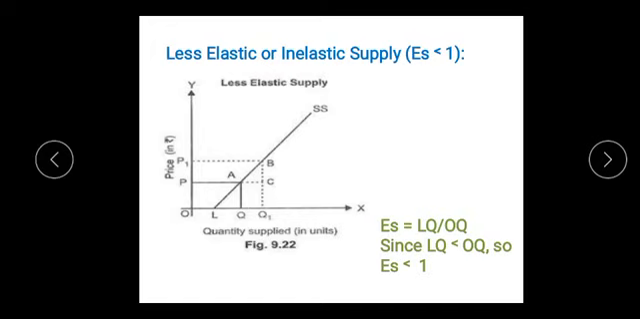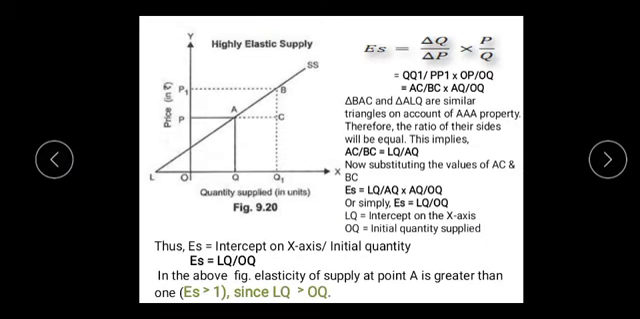So dear students, to summarize, we can say that when a positively sloped supply curve meets the y-axis and on extension it meets the negative side of the x-axis, then in this case elasticity of supply is greater than 1, as shown in the first figure in this presentation. This type of supply curve is more flat and less steep, that is this curve.